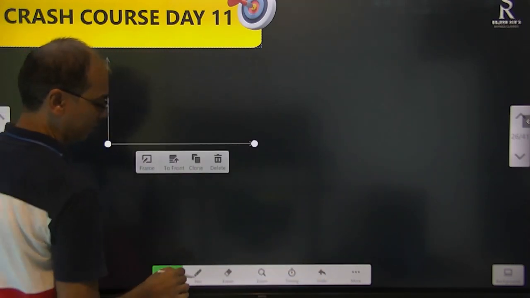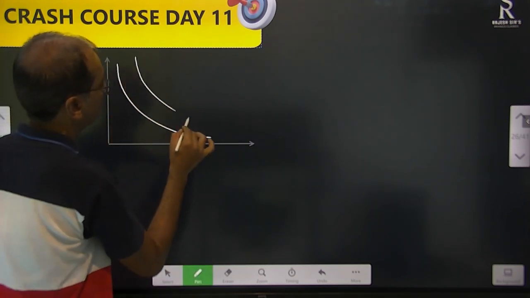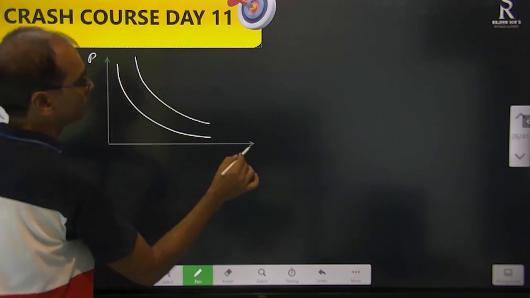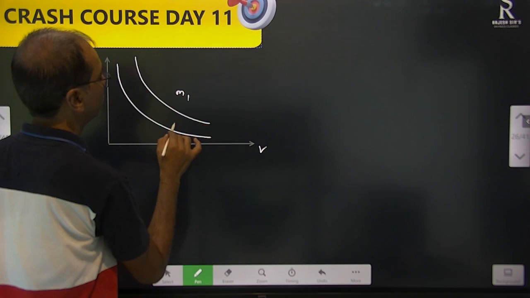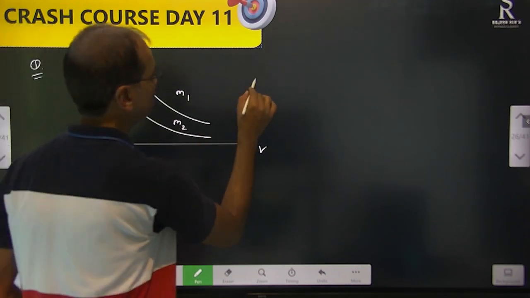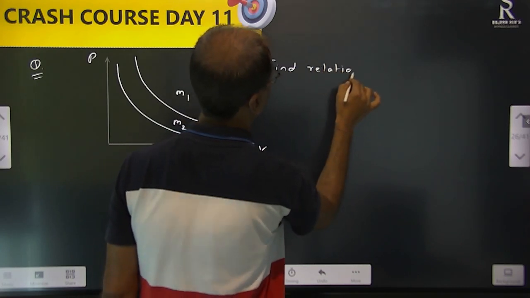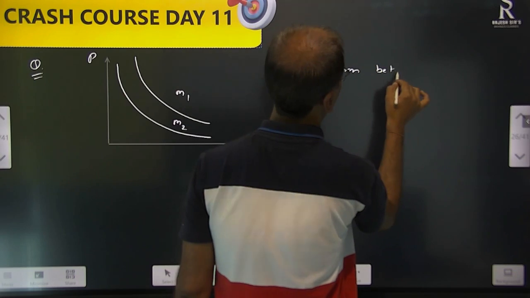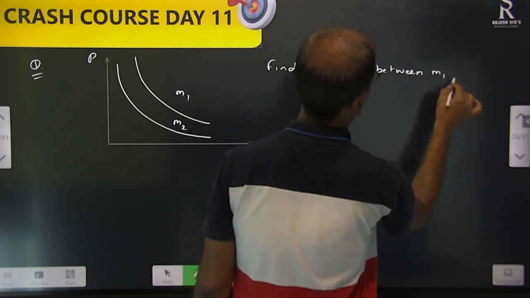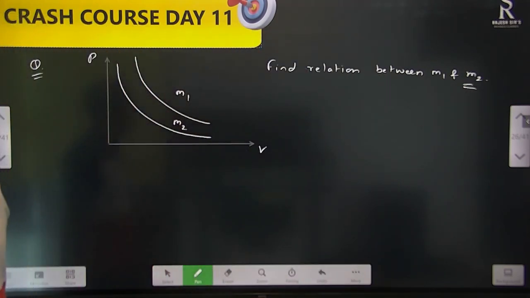Okay, so one more graph. The graph is like this. Isotherm. This is PV. Suppose this is M1 and M2. Now, what do you say? What is the relation between M1 and M2? Find the relation between M1 and M2. What can we say?